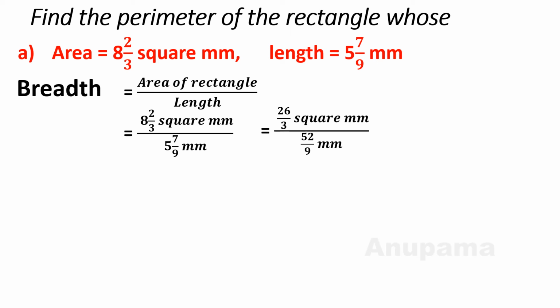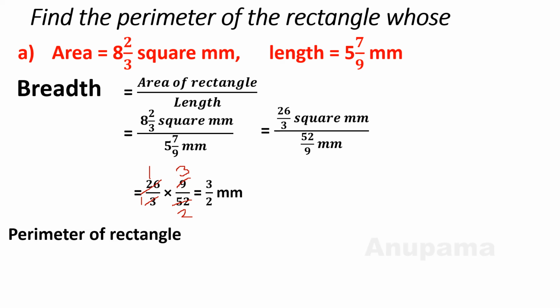26 by 3 divided by 52 by 9. So at first we will write the reciprocal of 52 by 9 and the sign of multiplication. It means 26 by 3 multiplied by 9 by 52. That equals 3 by 2 millimeters. How will it be 3 by 2 millimeters? You know how? We can cut this. 3 ones are 3 and 3 threes are 9. And here 26 ones are 26 and 26 twos are 52. That's why it is 3 by 2 millimeters.